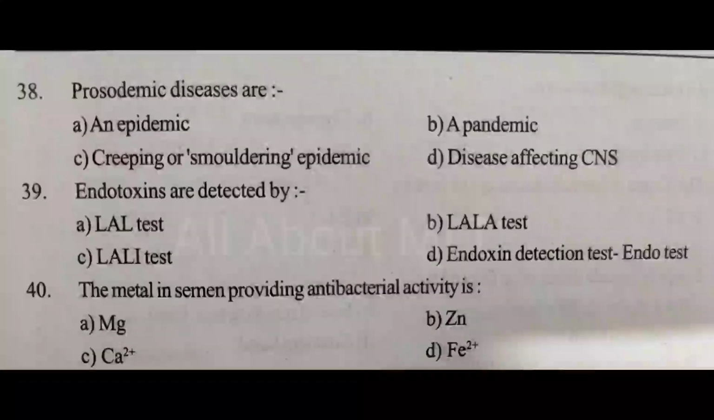The metal in semen providing antibacterial activity is option A, magnesium. Option B, zinc. Option C, calcium. Option D, iron. Answer is option B, zinc.